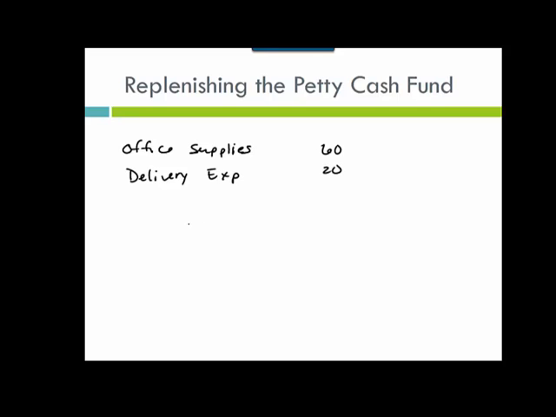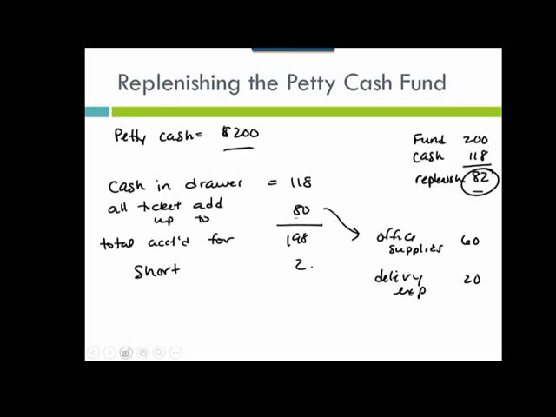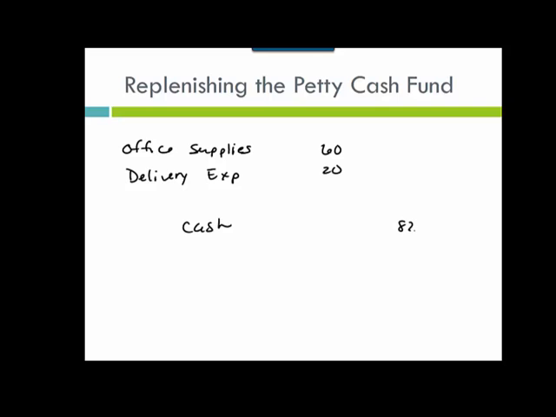I know the cash I have to put in, so it's a credit to cash for $82. That's what I need to replenish. And so that means I need $2 over here, and that goes to an account called cash short and over. You would use the same thing if you're running a retail store and somebody's drawer comes up $2 short, it goes to cash short or over. If you're short, it's a debit. If you're over, it's a credit, but you use the same account to track that.